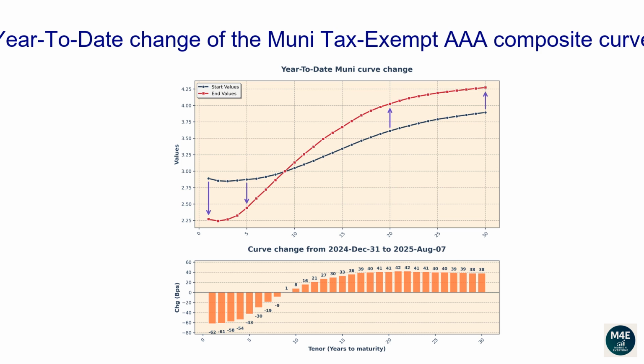The 1-year tenor changed -62 basis points. The 2-year tenor changed -61 basis points. The 5-year tenor changed -43 basis points. The 10-year tenor changed 8 basis points. The 20-year tenor changed 41 basis points. The 30-year tenor changed 38 basis points.